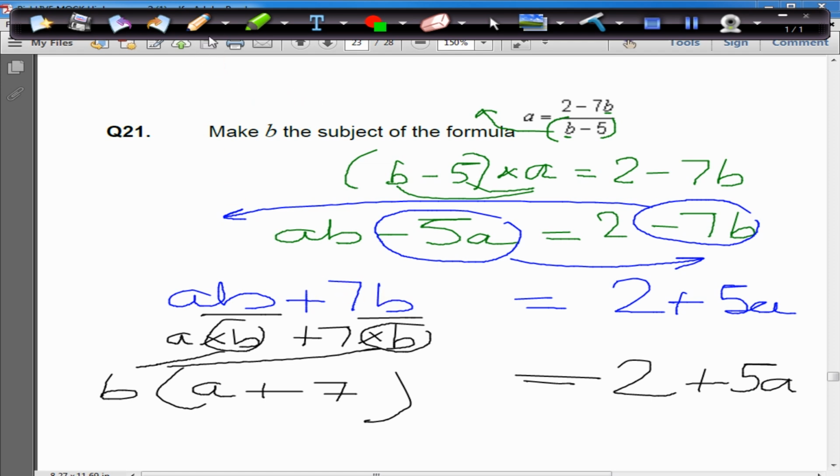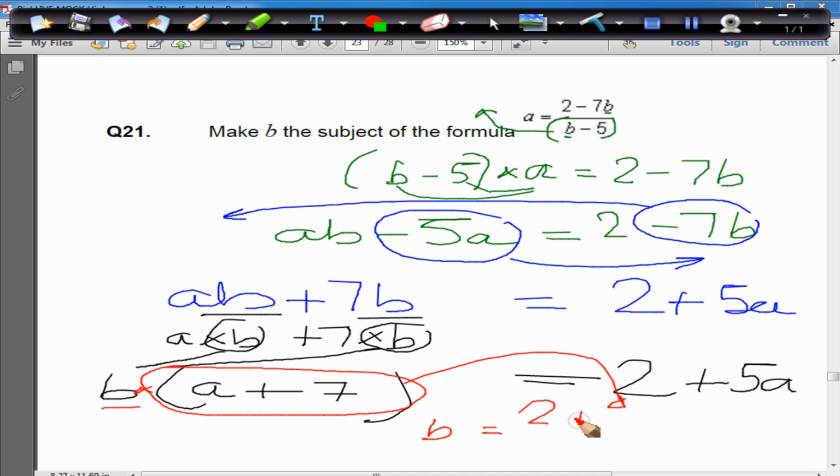Okay, now what's next? No, we still haven't worked out the b yet. So b has been timesed by all of this. So the opposite of times by all of this is that it has to go to the other side and become divided at the bottom there. So we just try to fit it now. So we say b is equal to 2 plus 5a, all of it divided by a plus 7. And that is the answer.